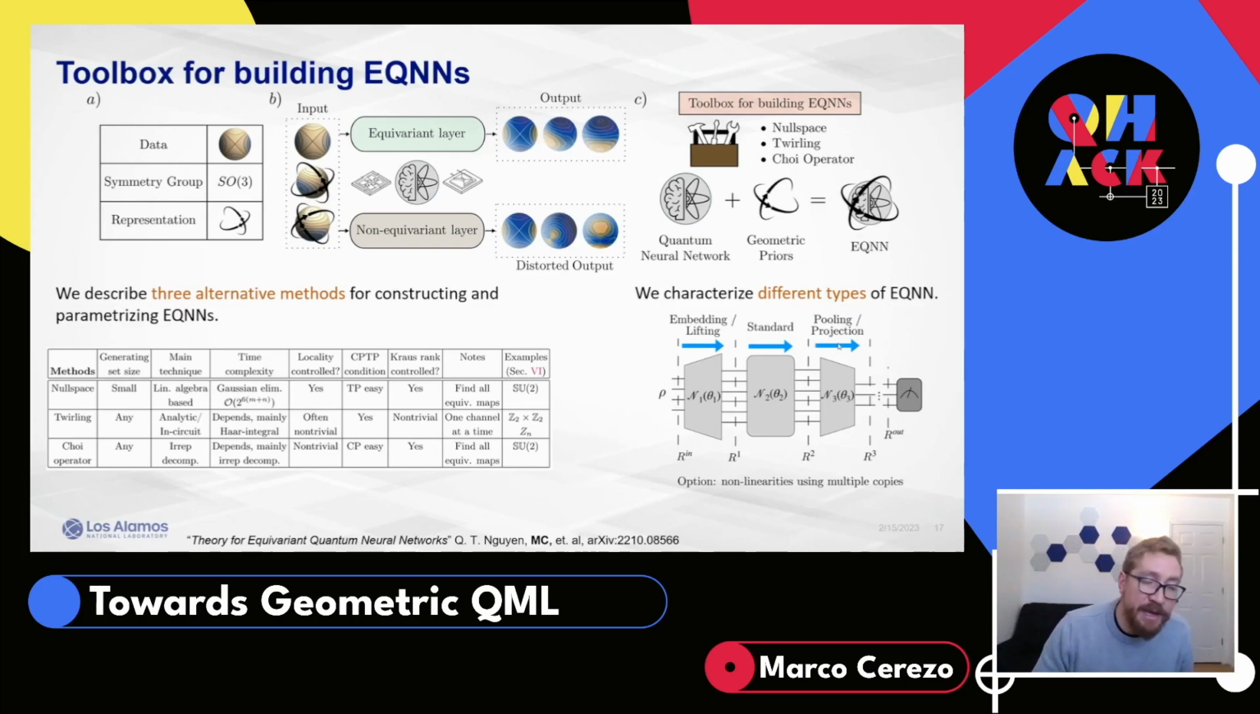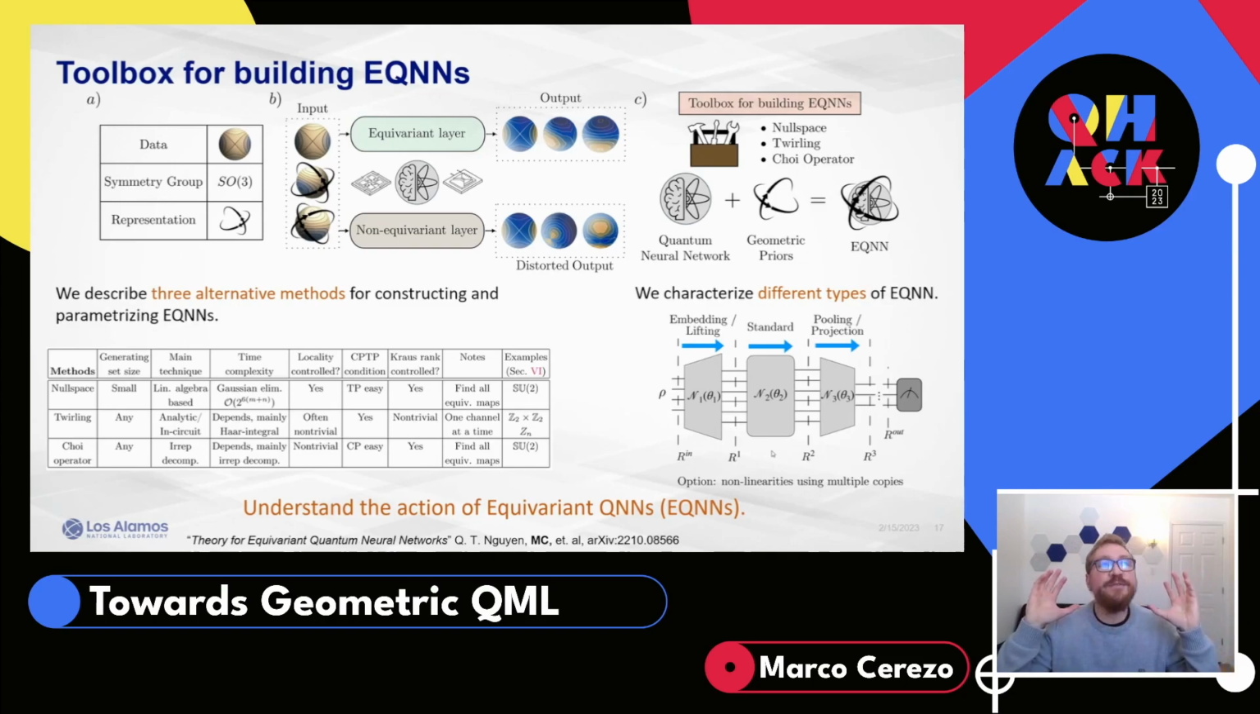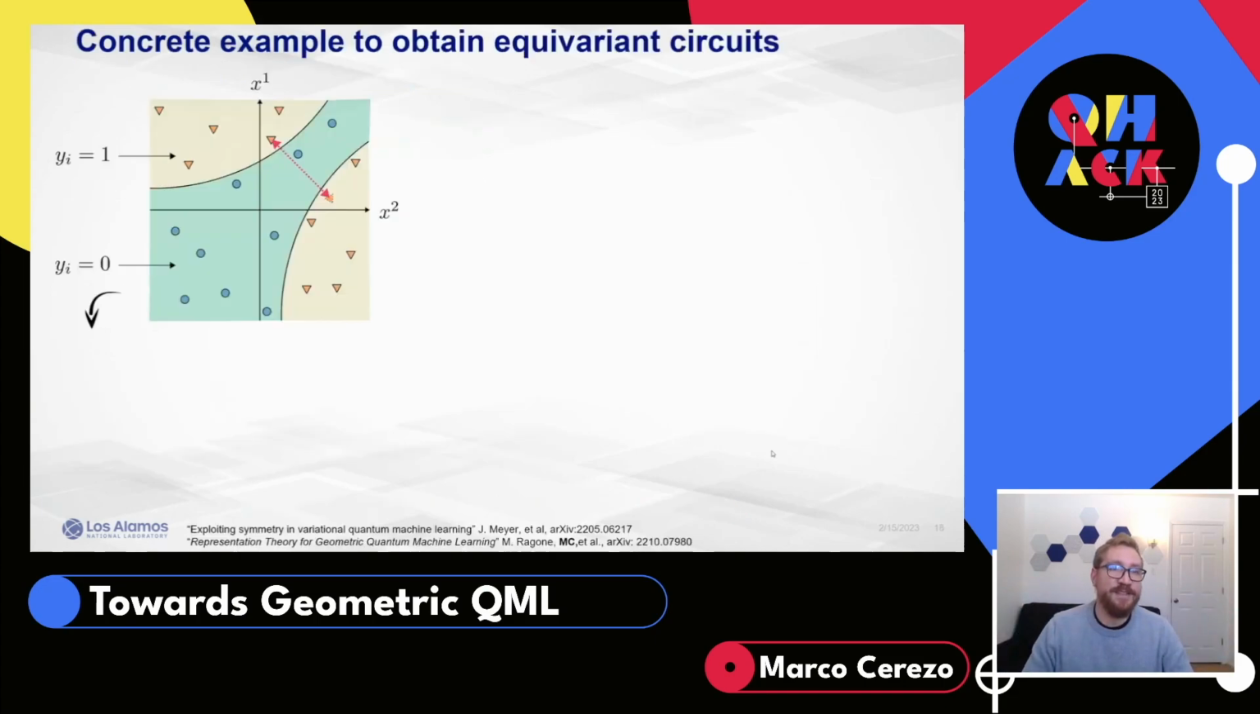And the goal of this paper right here was to understand the action of equivariant quantum neural networks. What are they actually doing? Again, after every slide that I give that is very abstract, I want to try to ground this with an example. So again, we already did purity. Now let's do a classical data example. Imagine that your data is just a 2-dimensional vector, real values, and it lives in a plane like this. I'm just going to say the data that lives in the green region has label 0. The data that lives in the yellow region has label 1.